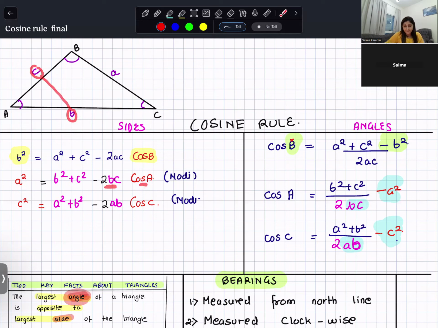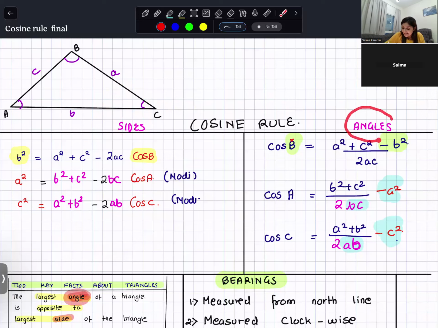If you are finding the side c, then your modification would be you would write c square over here and cos C over here, and the formula would be a square plus b square minus 2ab cos C. So this is the cosine rule for finding the sides. This is everything that you need to know about the cosine rule.